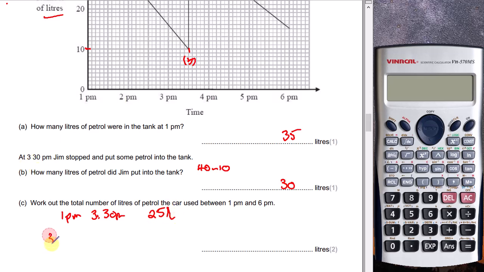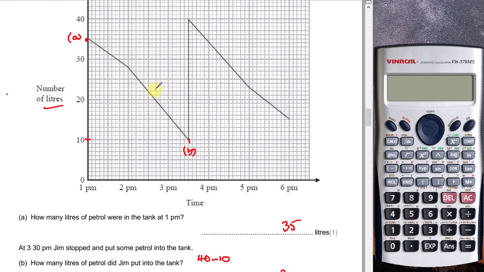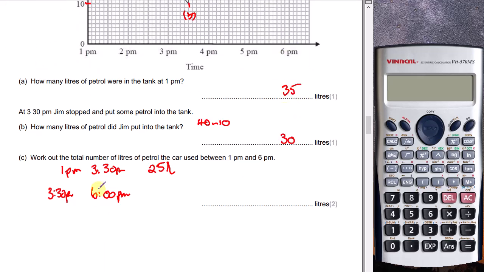So from 3:30 to 6, he's gone from 40 down to 15, which is another 25 litres. So in total, he's used 50 litres.